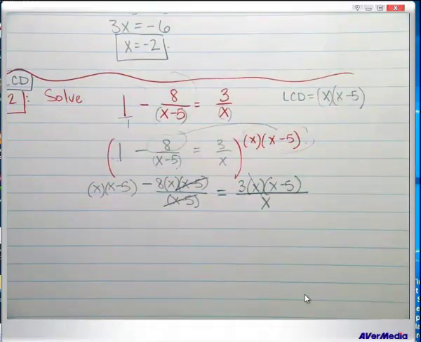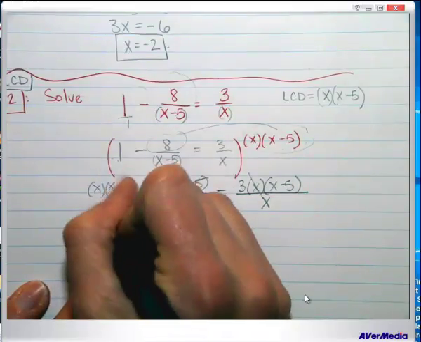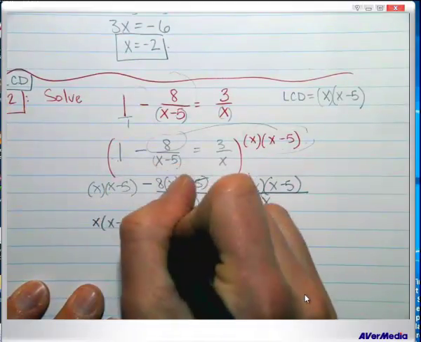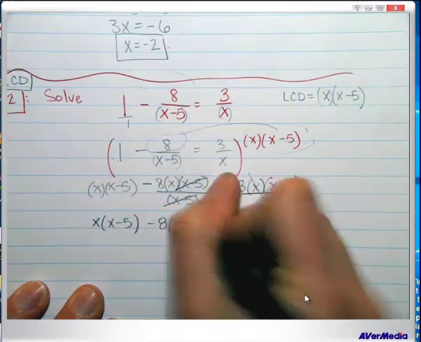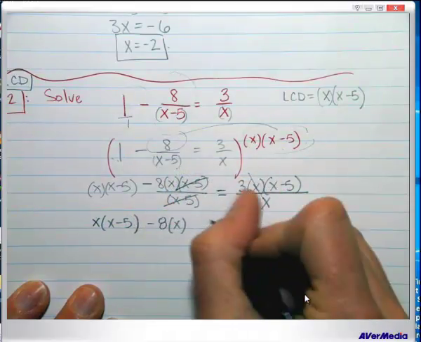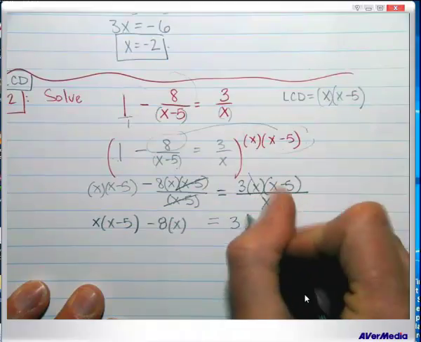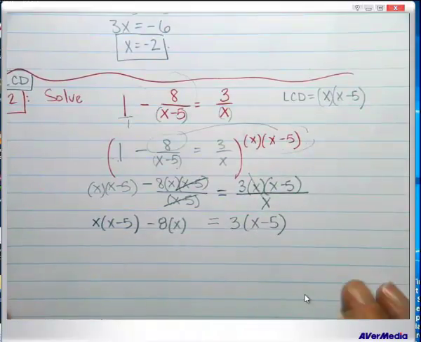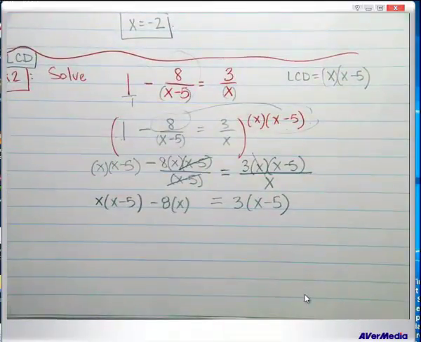Why is that nice? Look at my problem. Do I have any fractions anymore at all? All the denominators canceled out. And so now I just have x times x minus 5 minus 8 times x, because the x minus 5 canceled, and 3 times x minus 5. And I have an equation I can solve that doesn't have fractions anymore, basically.